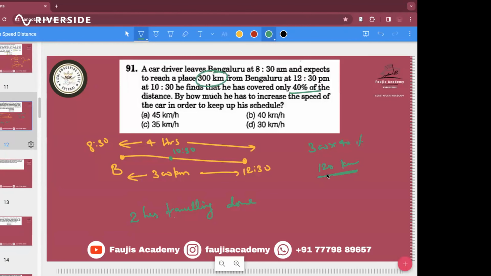Now how much distance is remaining? 180 kilometers. This 180 kilometers needs to be covered in how much time? 2 hours. So 180 by 2 will be 90 kmph. But from 8:30 to 10:30, it ran with what speed for 2 hours? It ran with 60 kmph, and it covered only 120 kilometers. So how much speed will have to be increased?